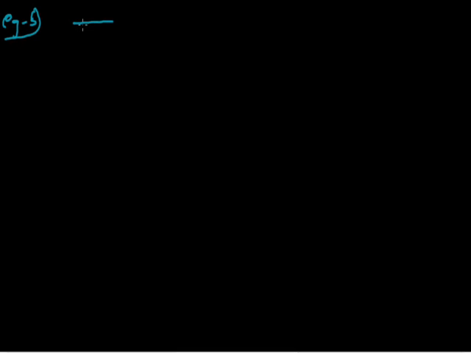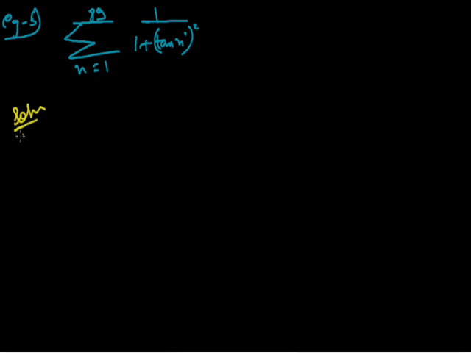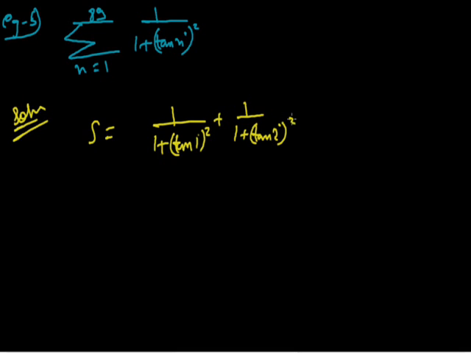Example number 5. Sigma n equals 1 to 89 of 1 upon (1 plus tan n degree) whole square. Therefore we have to find this sum. To find this sum we have to expand this, that is S is equal to 1 upon (1 plus tan 1 degree) square plus 1 upon (1 plus tan 2 degree) square plus ... plus 1 upon (1 plus tan 89 degree) square.